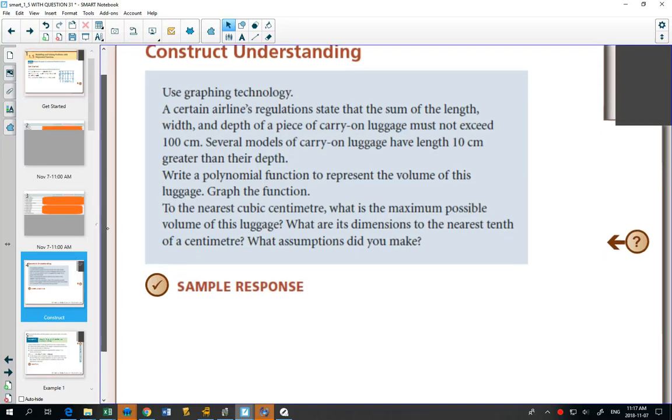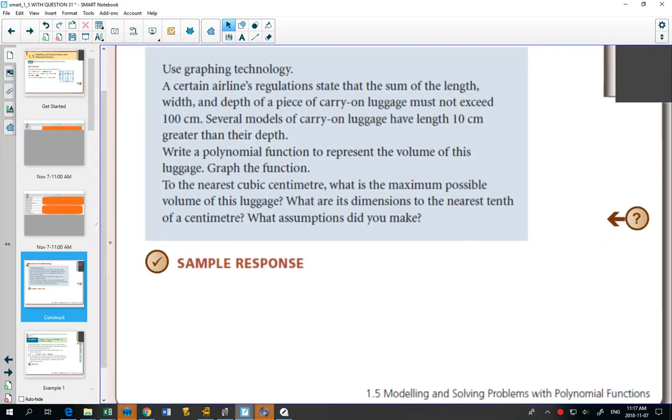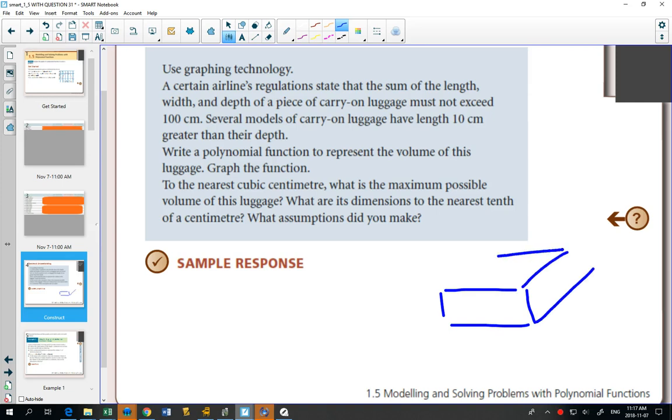A certain airline's regulation says that the sum of the length, width, and depth of a certain piece of carry-on luggage must not exceed 100 centimeters. So we're going to start a lot of these questions. It's helpful to draw your picture of what you're dealing with. So there we go.